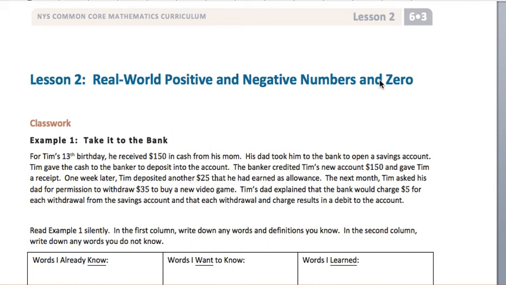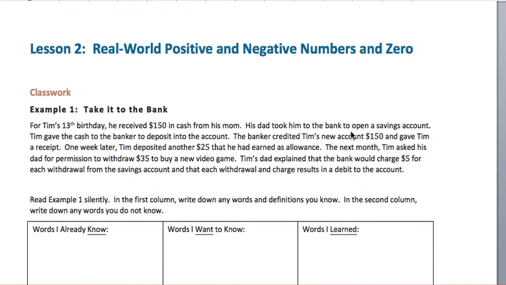In Module 3, Lesson 2, we're going to look at real-world positive and negative numbers and their relationship to 0. In example 1, you'll need to read the situation silently and then complete the KWL chart: words I already know, words I want to know, and then the words I learned will be things that you'll add in as the lesson progresses.